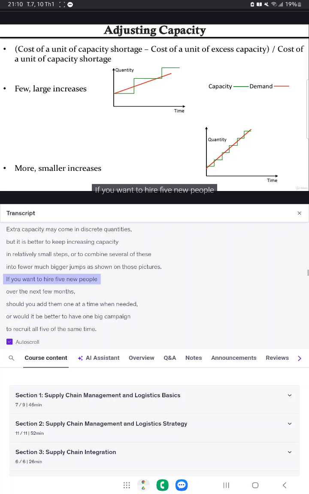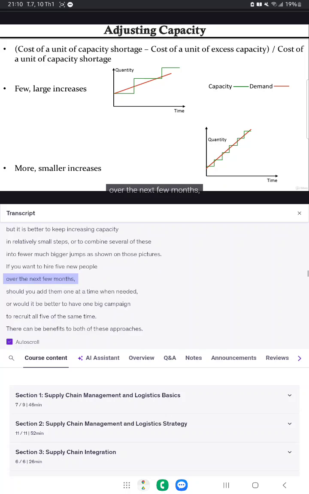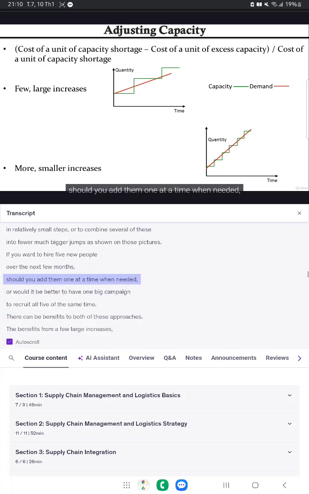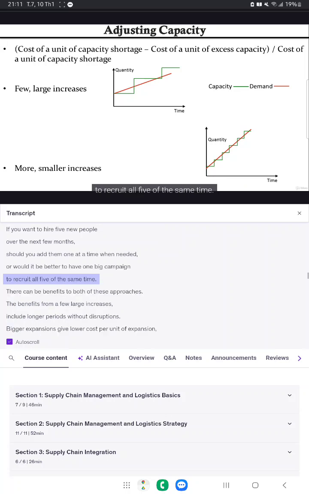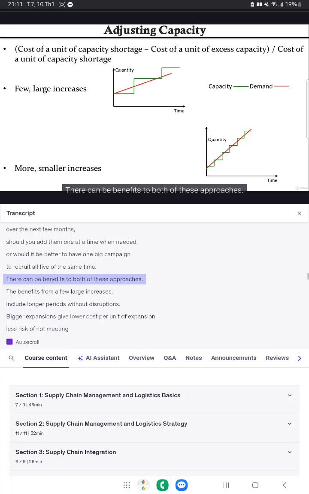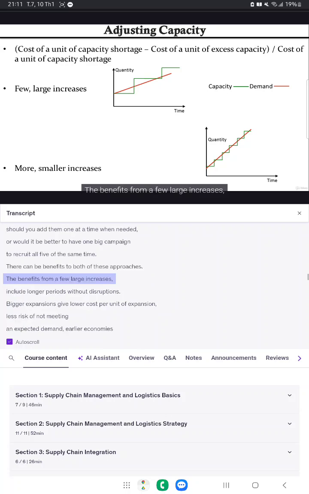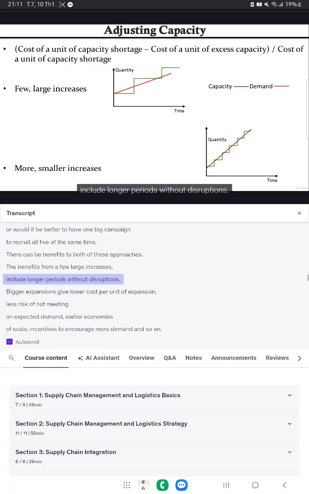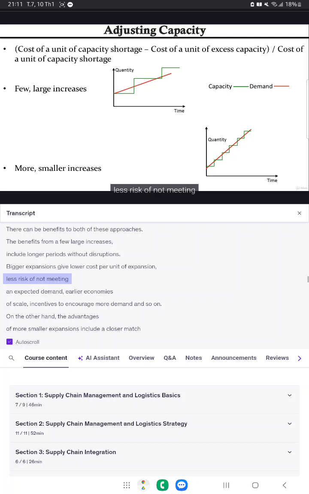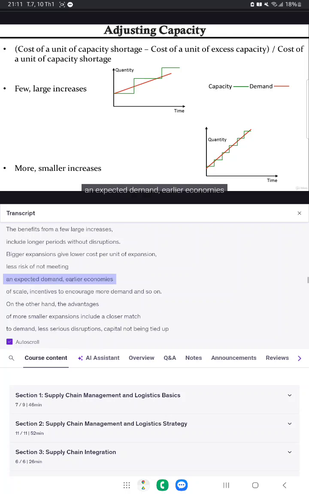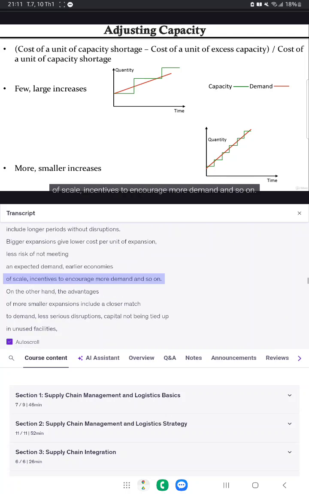If you want to hire 5 new people over the next few months, should you add them one at a time when needed, or would it be better to have one big campaign to recruit all 5 at the same time? There can be benefits to both of these approaches. The benefits from a few large increases include longer periods without disruptions, bigger expansions give lower cost per unit of expansion, less risk of not meeting unexpected demand, earlier economies of scale, incentives to encourage more demand, and so on.